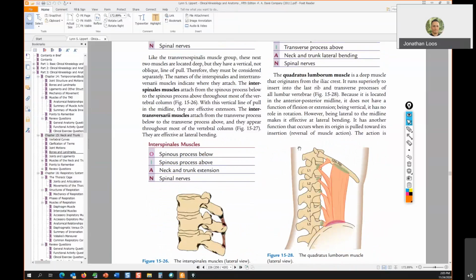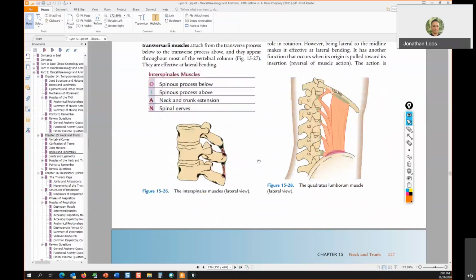It can be a back muscle on some days, depending upon how much extension or flexion you have. And it can be a flexor or extensor based on how much flexion or extension you have. So that's the other muscle that's there.